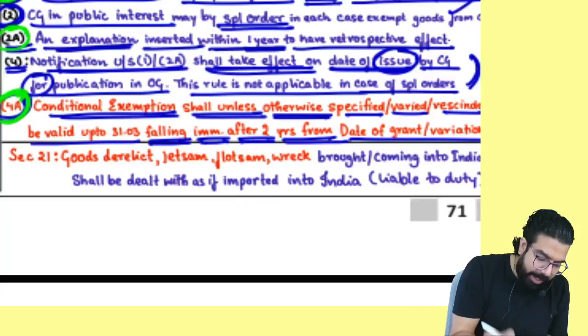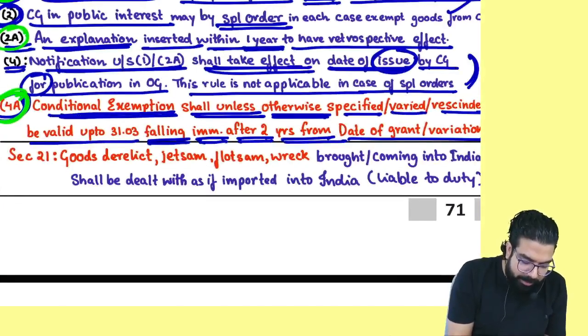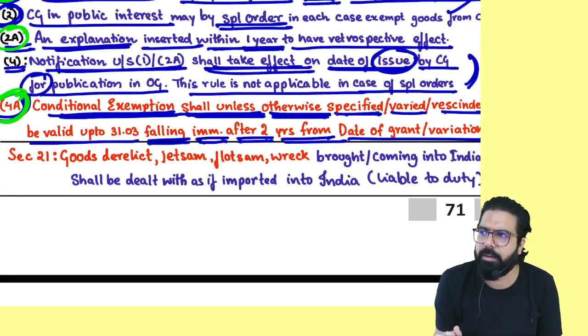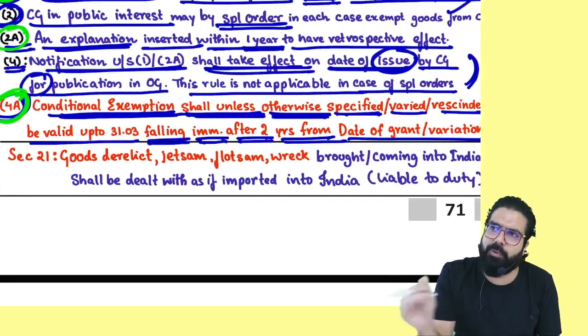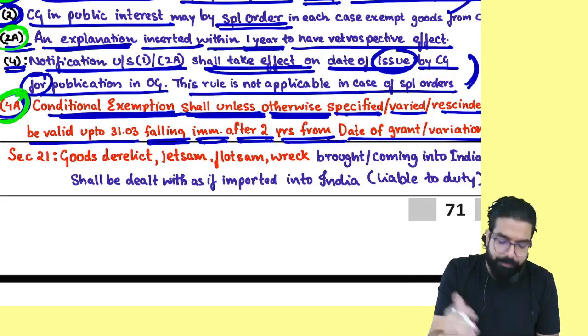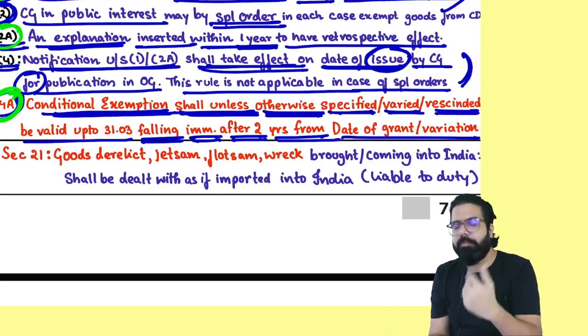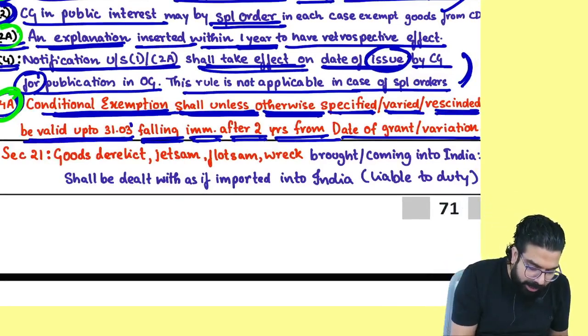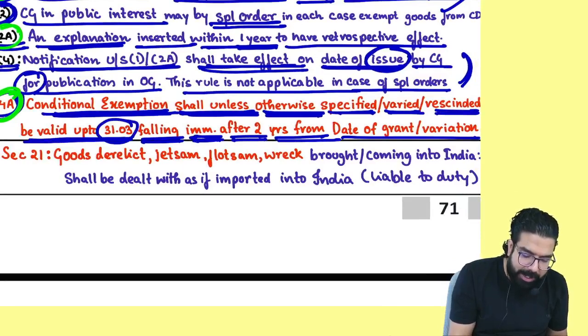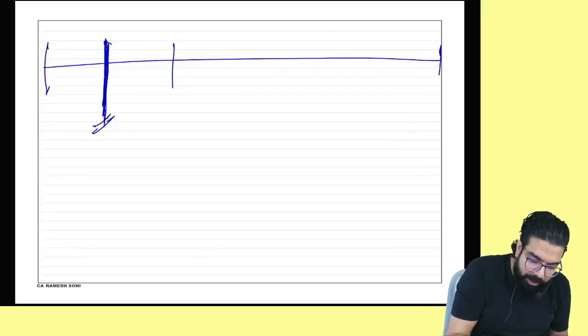2 more years. They are telling, see, conditional exemption shall, unless otherwise specified. If it is specified, then it is valid only for 1 month. Or varied or rescinded. If the government does not withdraw, then it shall be valid up to 31st March falling immediately after 2 years from the date of grant or variation. I'll tell you, from here you see 1 year.